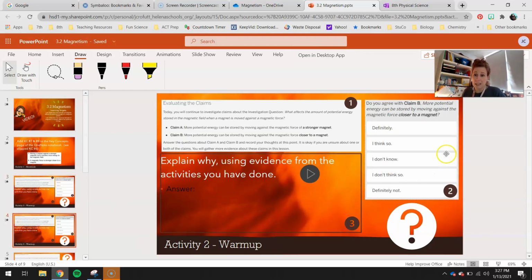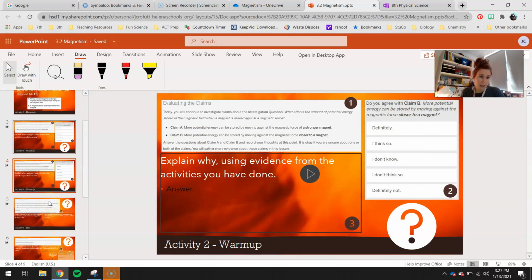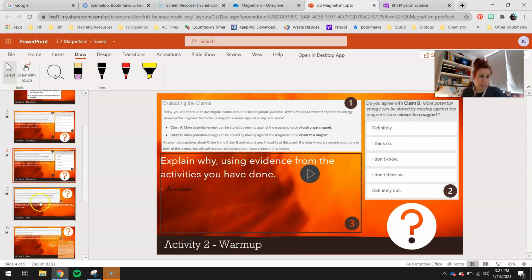Same thing for claim B. Do you agree with claim B? Circle either definitely, I think so, I don't know, I don't think so, or definitely not. And then answer that same question: what kind of things have we done that have let you know that moving closer to a magnet has increased the potential energy? Okay. All right, moving on.